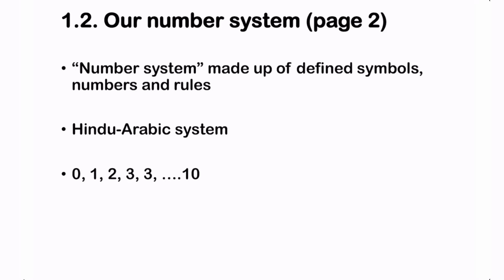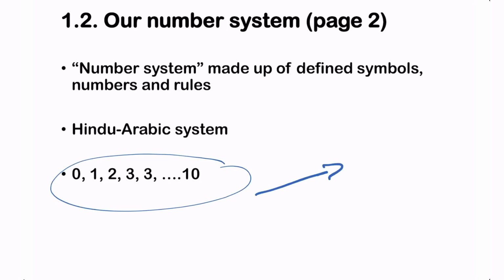So our number system is made out of defined symbols, numbers, and rules, and it's based on the old Hindu-Arabic system, which is based on the numbers 0 through to 10, and all numbers would include those 10 numbers.